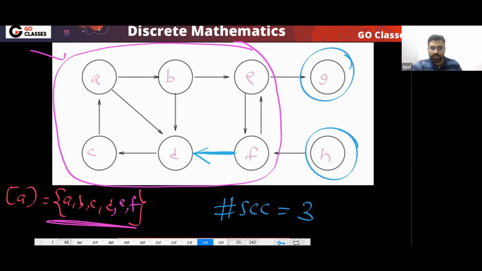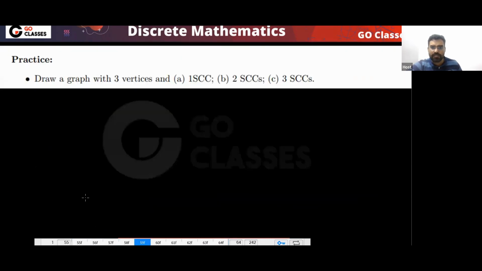Okay, so very simple. This concept is very simple. Let's find out this question. Draw a 3 vertex graph with one strongly connected component. Can you do this? Only one strongly connected component you must have.